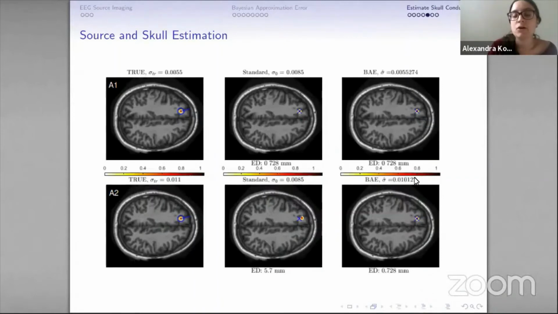Our results about the conductivity estimate were quite close to the true one. We also saw in the second case, where we have underestimated conductivity, that the Bayesian approximation approach has given a better estimate with respect to the reconstruction. Here is the Euclidean distance of the true and the estimated solution, very simple.